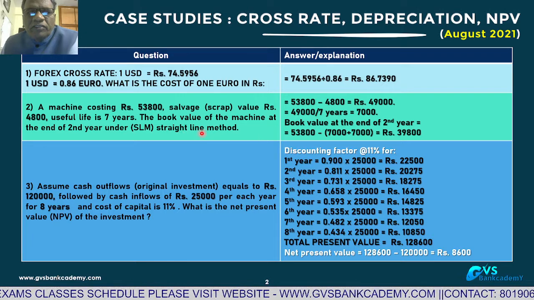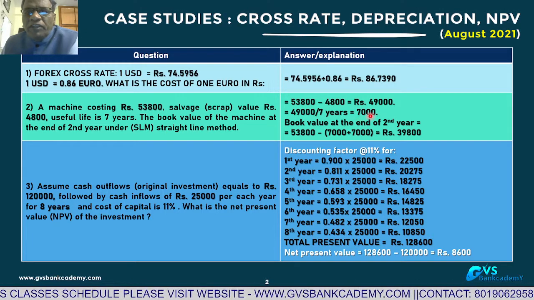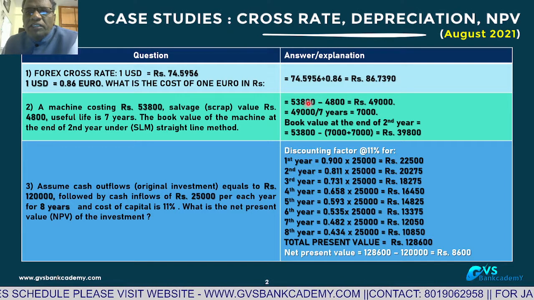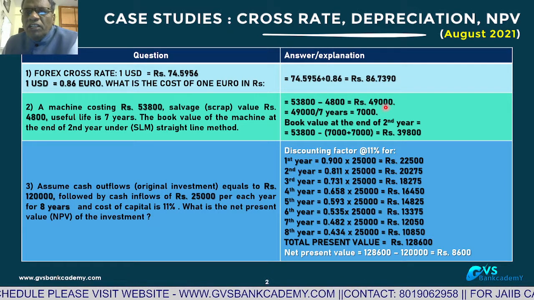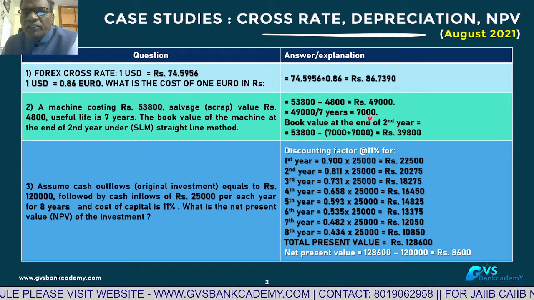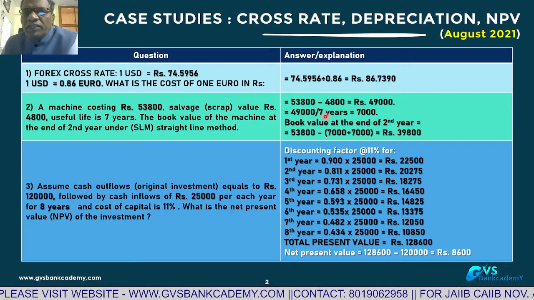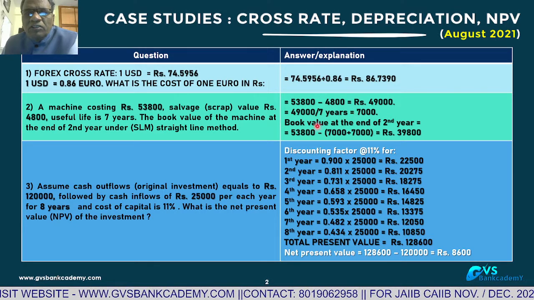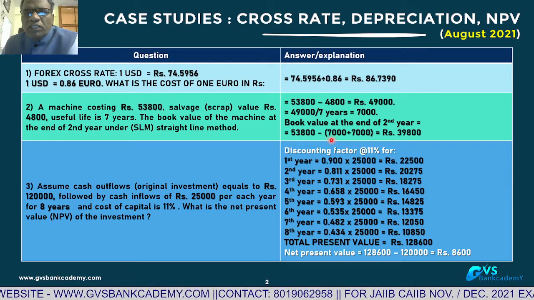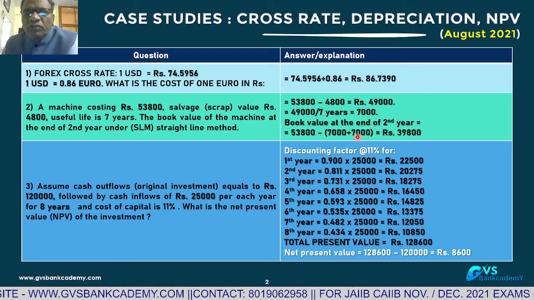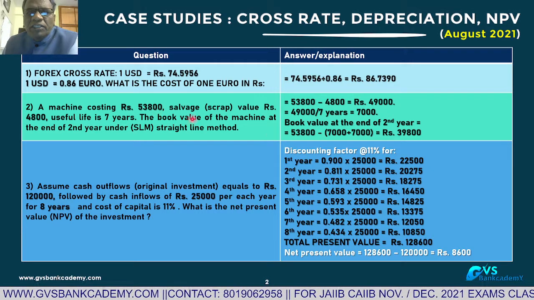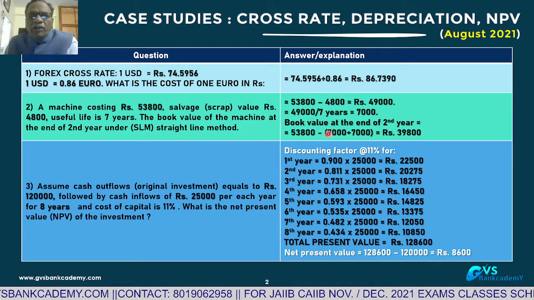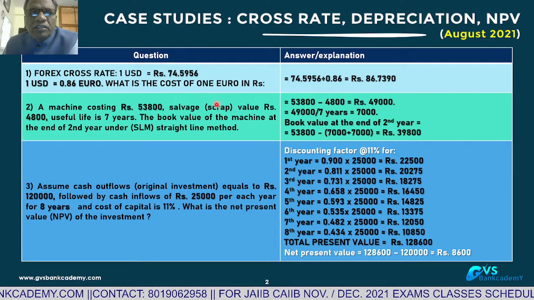Under the straight line method, depreciation is the same for every year. You deduct the scrap value from the cost of the machine: 53,800 minus 4,800, and on 49,000 you provide depreciation for 7 years. 49,000 divided by 7 is 7,000 every year. Total depreciation during the first 2 years is 14,000. Cost of the machine 53,800 minus 14,000 gives 39,800, the book value of the machine at the end of the second year. This is the second question.